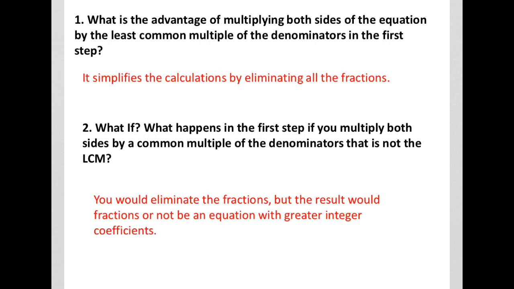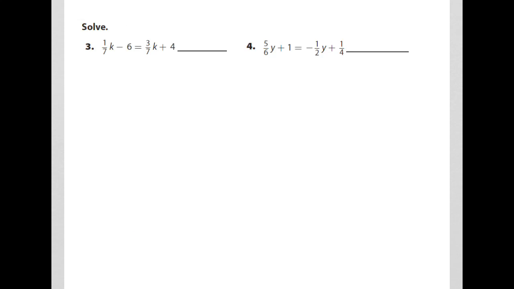Number 2, what happens in the first step if you multiply both sides by a common multiple of the denominator that is not the least common? Well, you would eliminate the fraction, but the results would not be an equation with greater integer coefficients. So in plain words, you may wind up still with fractions, or you may not get a greater integer coefficient. Okay, so you have to be careful and make sure that you are using the least common denominator or the least common multiple.